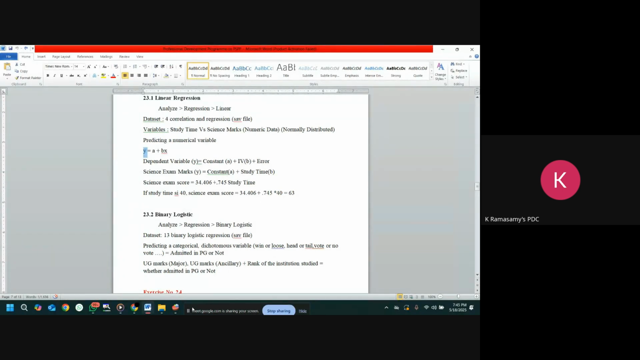I'll just show you simple linear regression. That's called y is equal to a plus b. Y means the dependent variable, that is the science marks you want to predict, and a means the constant. Whatever the factors may be, this is the minimum mark a student gets. It is a constant value. B stands for the variable you are going to use to predict, which is study time. So science mark is equal to a constant value plus study hours. That is our equation, which you are going to get using simple linear regression.